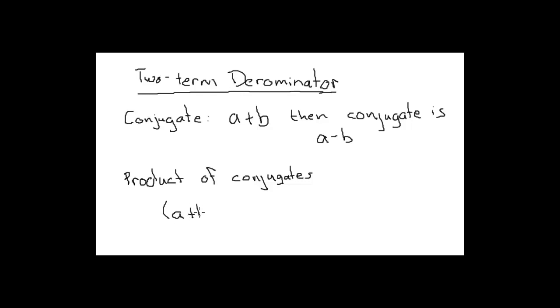So if I multiplied A plus B times A minus B, A times A is A squared, A times minus B is minus AB, B times A is plus AB, and then B times minus B is minus B squared. So notice the two middle terms have opposite signs, so they cancel out. And that's always going to happen with conjugates.